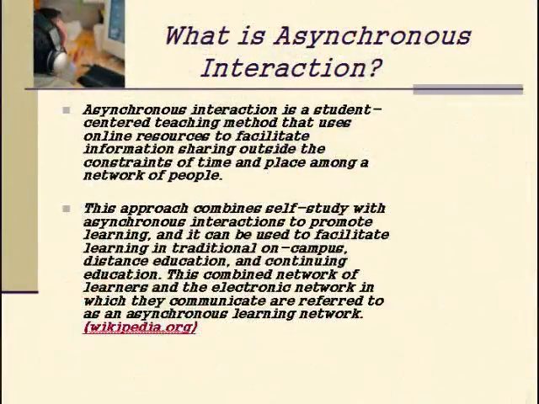What is asynchronous interaction? It is a student-centered teaching method that uses online resources to facilitate information sharing outside the constraints of time and place among a network of people. This approach combines self-study with asynchronous interactions to promote learning and can be used to facilitate learning in traditional or campus distance education and continuing education. This combined network of learners and the electronic network in which they communicate are referred to as an asynchronous learning network.